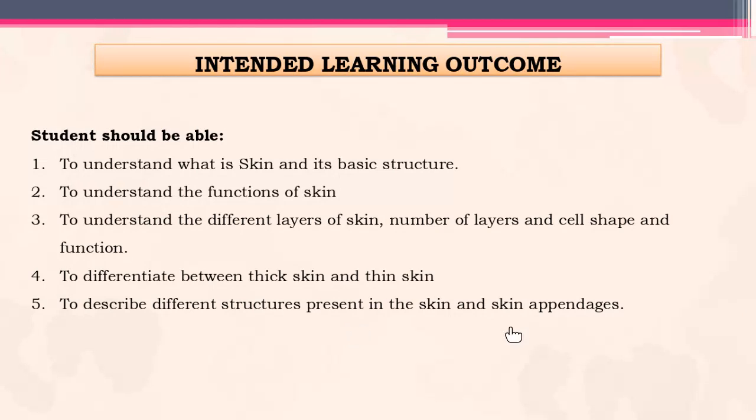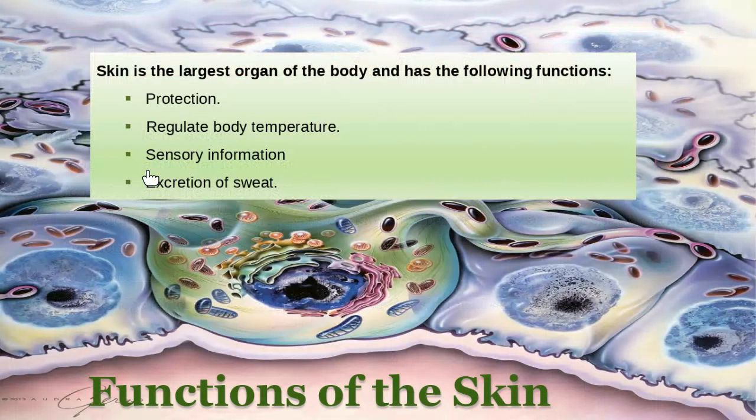So let us start with our topic, that is the skin. First of all, what are the basic functions of the skin and where do I see skin in my body? Skin is the largest organ of the body and it has functions basically in protection, in regulation of body temperature, in sensory information, and excretion of sweat. These are the four basic functions of the skin. As we move further, you will understand the different types of cells and the different layers which help the skin to perform these functions by their presence.